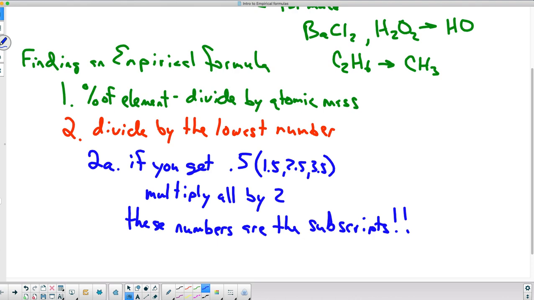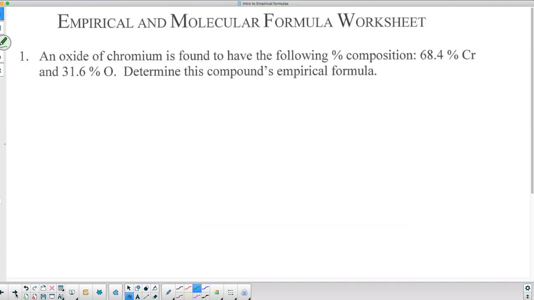So, okay, if you read through this and it doesn't make any sense to you at all, let's apply it. Let's actually do a problem where you have a certain amount. An oxide of chromium, okay, is found to have the following percent composition. So percent composition is the percent by mass of both elements. That would be chromium and oxygen, okay?